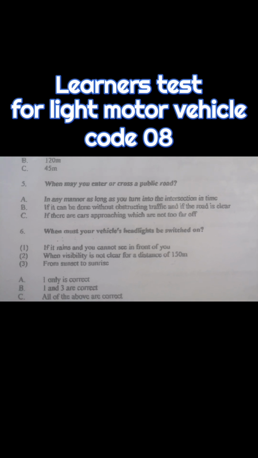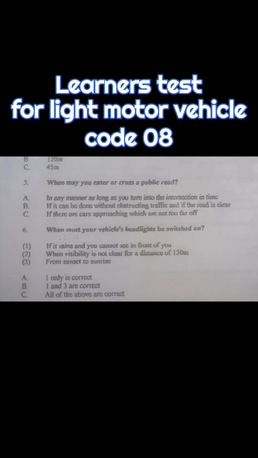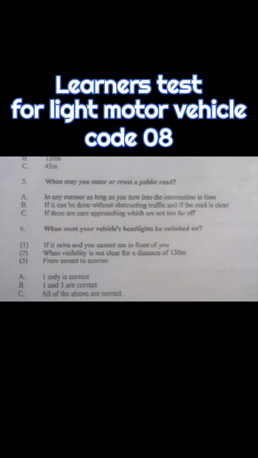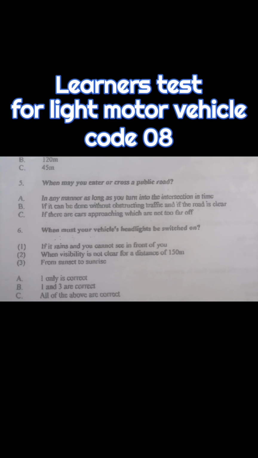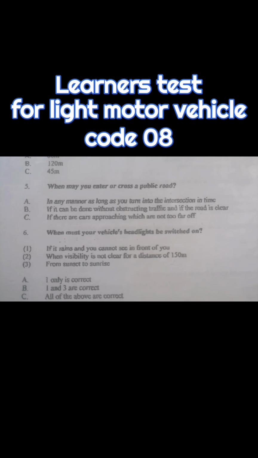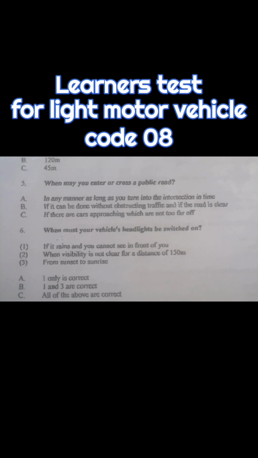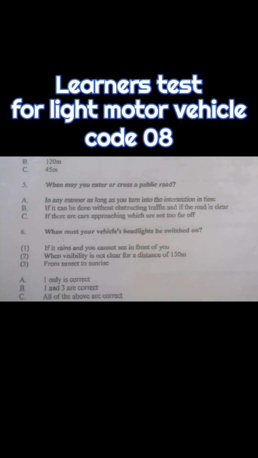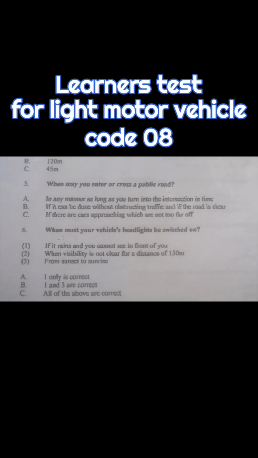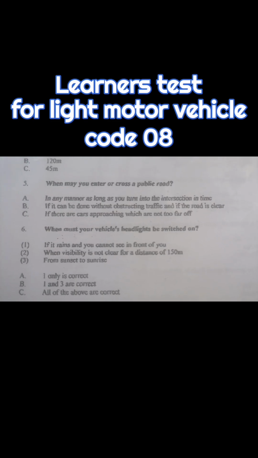Moving right along, we have question 5, which reads, when may you enter or cross a public road? A public road is any intersection. A says, in any manner as long as you turn into the intersection in time. That means any way that you want to, and that does not make sense. B says, if it can be done without obstructing traffic and if the road is clear. Sounds very safe. Possible answer.